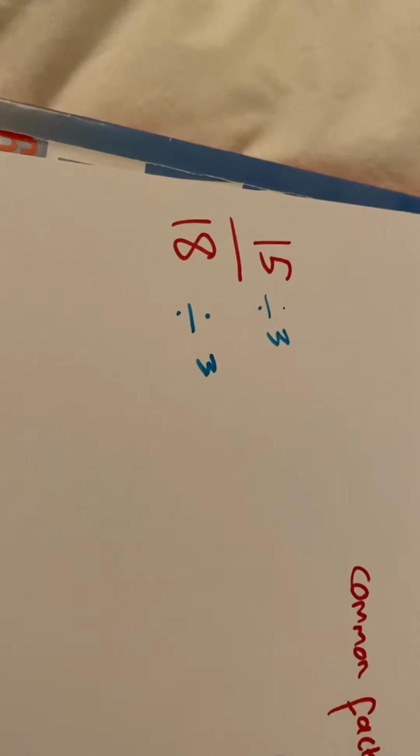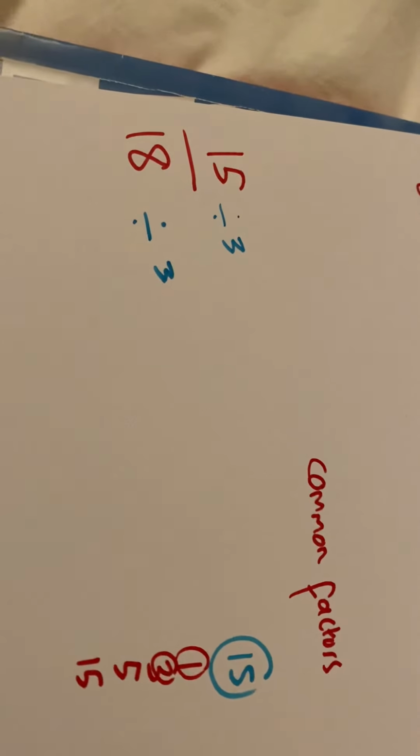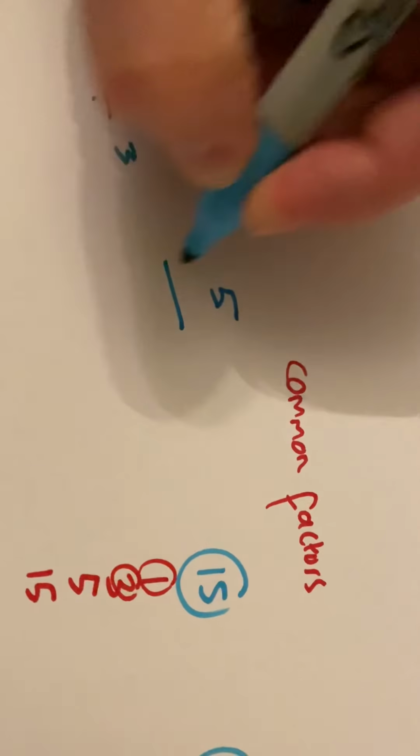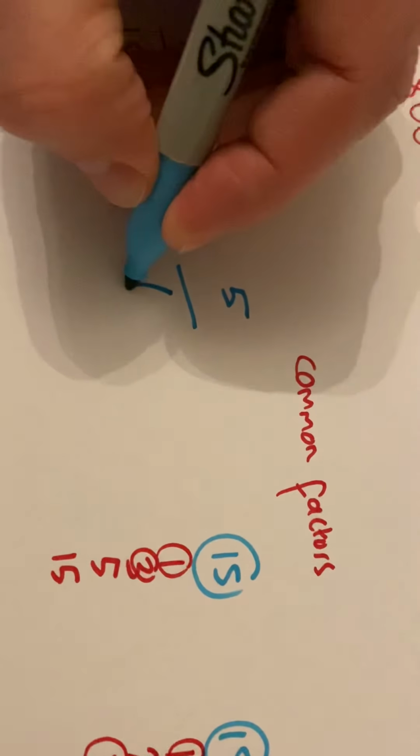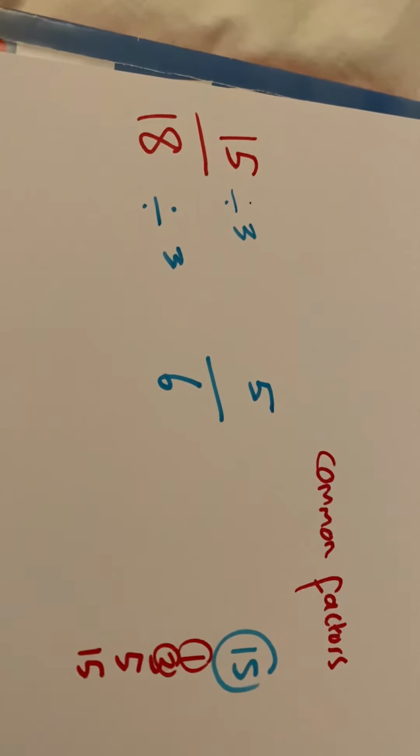So we've got 15 divided by 3 and 18 divided by 3. We've got to do the same to both, otherwise it's not an equivalent fraction. 15 divided by 3 is 5. 18 divided by 3 is 6. That is our simplest fraction of 15/18.